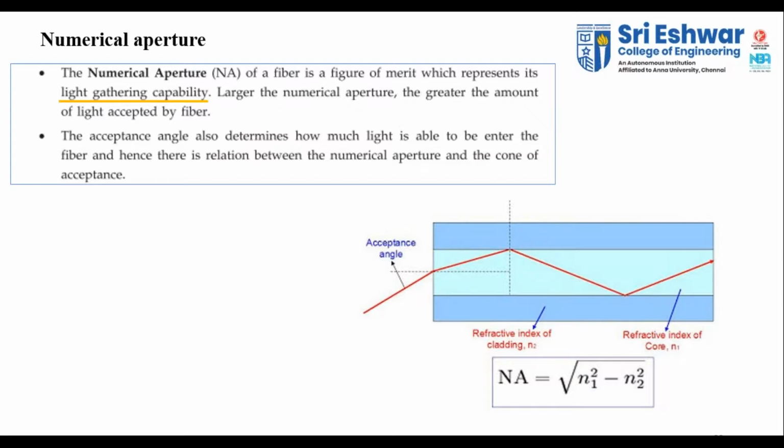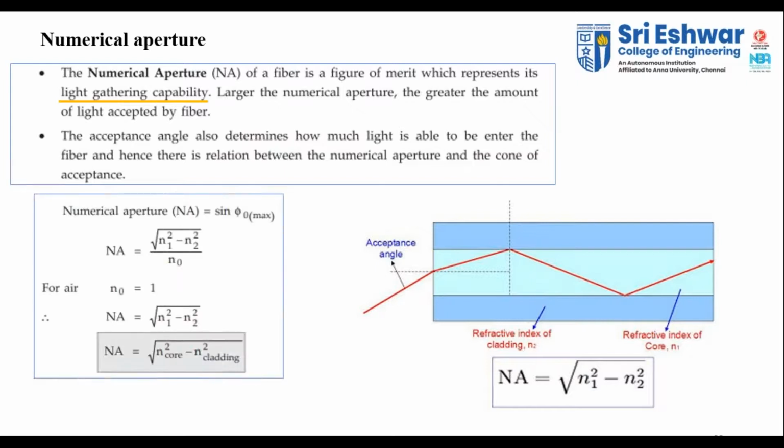Okay. Medium 1 is the core. Medium 2 is nothing but cladding. In your fiber optic cable, medium 1 is nothing but the inside, the core, the glass fiber wire. Medium 2 is nothing but the cladding.